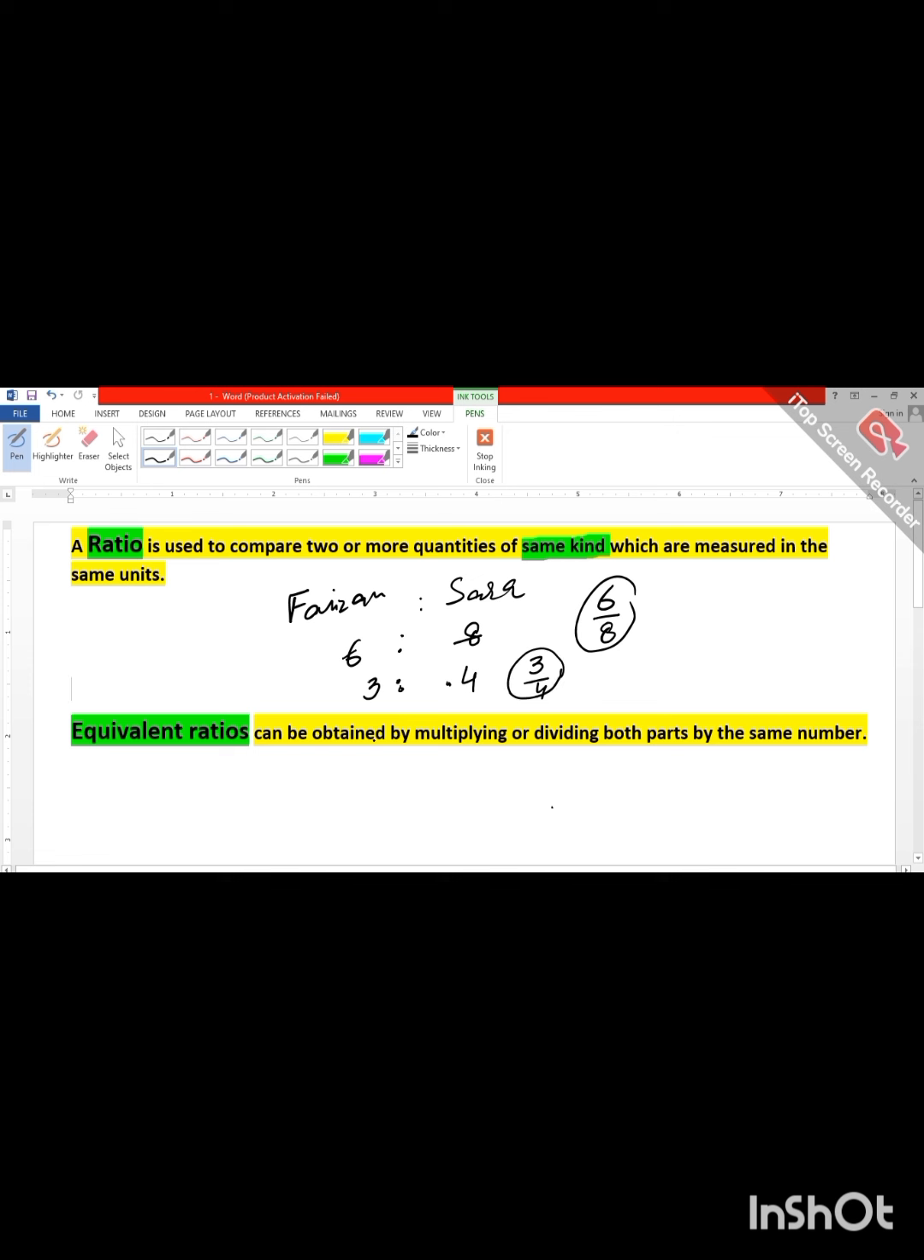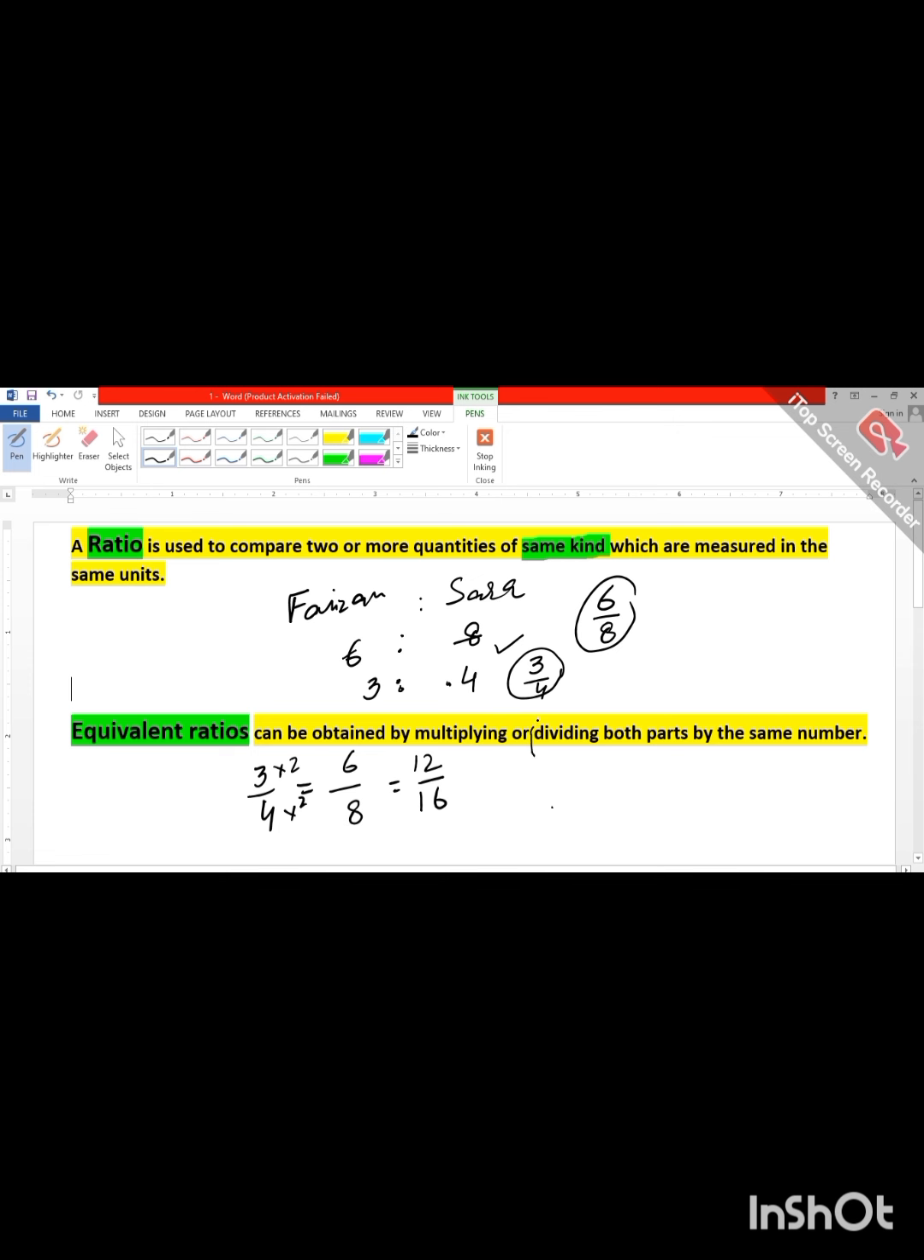Okay. Now, what are equivalent ratios? Equivalent ratios can be obtained by multiplying or dividing both parts by the same number. Suppose we have a ratio, that is 3/4. If I multiply 3 by 2, we will get 6, and similarly we multiply 4 by 2, we will get 8. So 6/8 is called an equivalent ratio of 3/4. Similarly, if we multiply 3 by 4, we will get 12, and 4 by 4, that is 16. So this is also an equivalent ratio of 3/4.